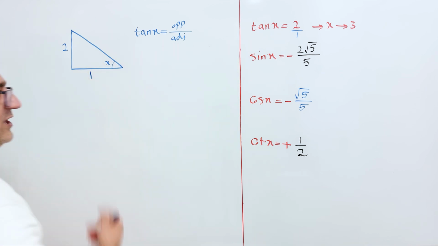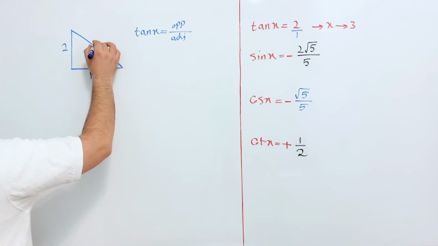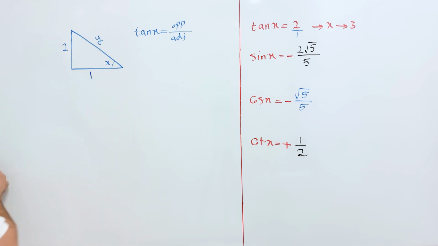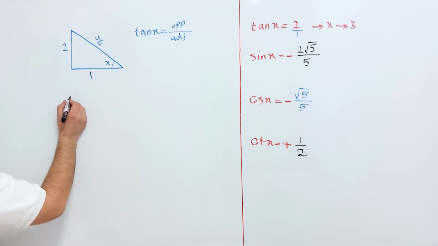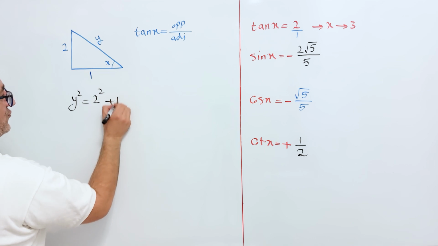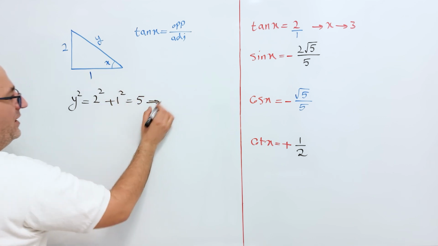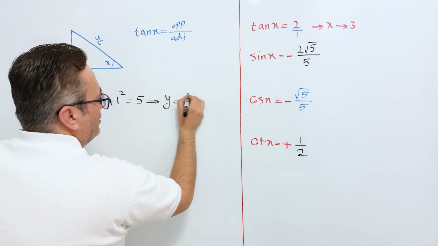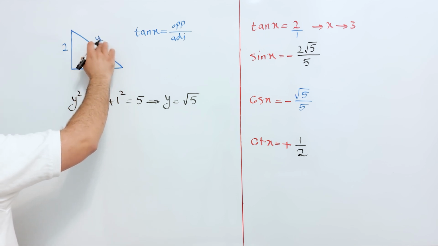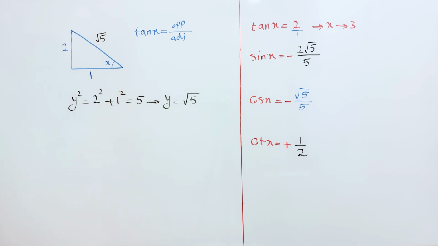So according to the Pythagorean theorem, we have, if we call this side y, so y squared is equal to 2 squared plus 1 squared, which is equal to 5. So y is equal to the square root of 5. So the hypotenuse is the square root of 5.